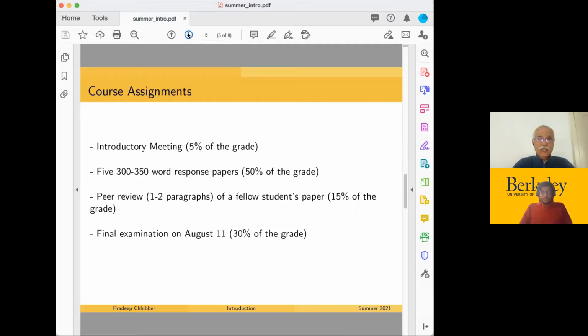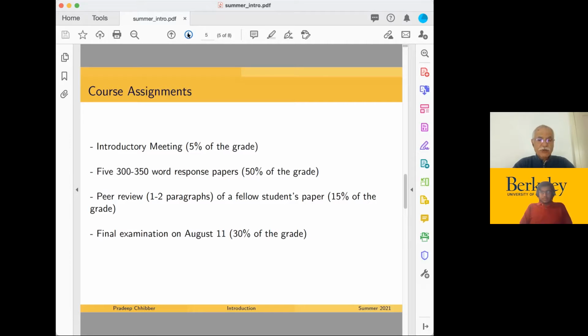The course assignments are pretty straightforward. There's an introductory meeting in which all of you, we will send out a link, are expected to meet us and talk to us. Just introduce yourself, and this is 5% of your grade. You also have to write 300 to 350 word response papers. This will be about 50% of the grade. You will be given questions in advance to write these response papers on, and we will send those questions out to you before the response papers are due.